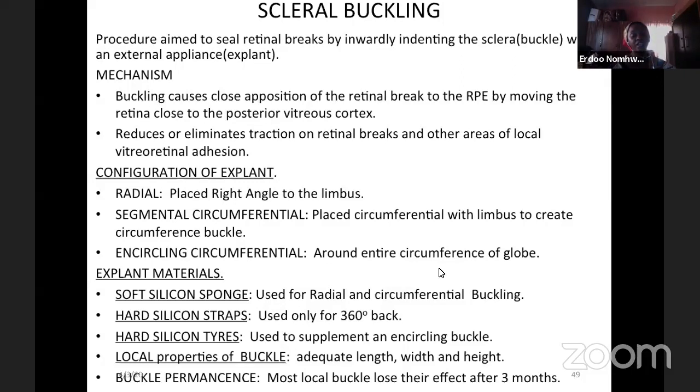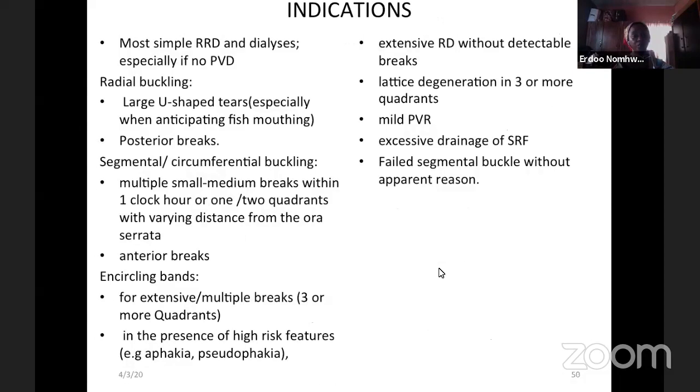When you're applying any buckle, the buckle you create from your explant should be of adequate length, height, and width. It's said that most local buckles will lose their effect after 3 months. So the hope is that within these 3 months, the retinal tear would have healed and the retina would have been reattached, so that even if the permanence is no longer there, you would have achieved your purpose.